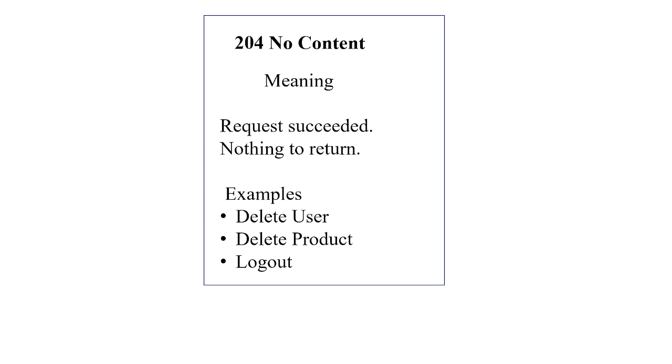There is one more code from the 200 series, 204, which means no content. What does it mean? It means the request you entered succeeded but there is nothing to return. If you enter something and it is successfully received by the server, but the server does not have anything to return to you. For example, you delete a user or a product, or log out. If you log out, the server has nothing to return to you. At that time, 204 is the status code.